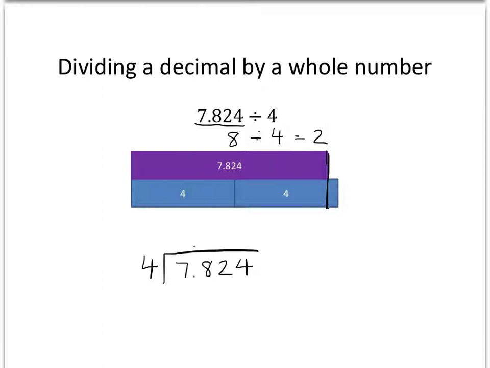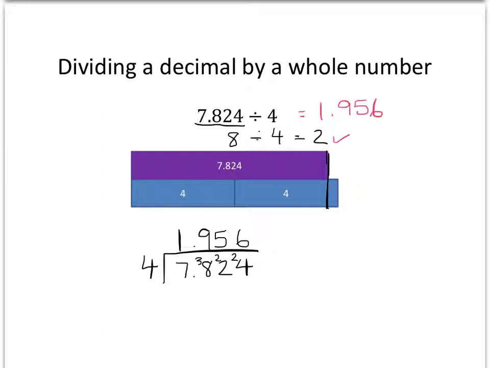So 4 goes into 7 once with a remainder of 3, so I'll put my remainder of 3 there. 4 goes into 38 9 times with a remainder of 2. 4 goes into 22 5 times with a remainder 2, and 4 goes into 24 6 times. So what I've got here is that my calculation, 7.824 divided by 4, is 1.956. And that's pretty close to our estimation.